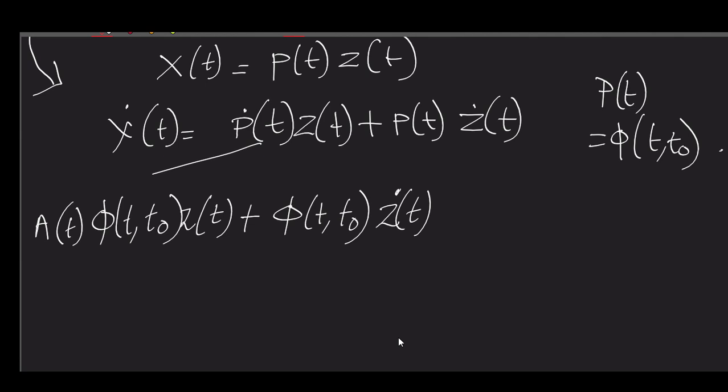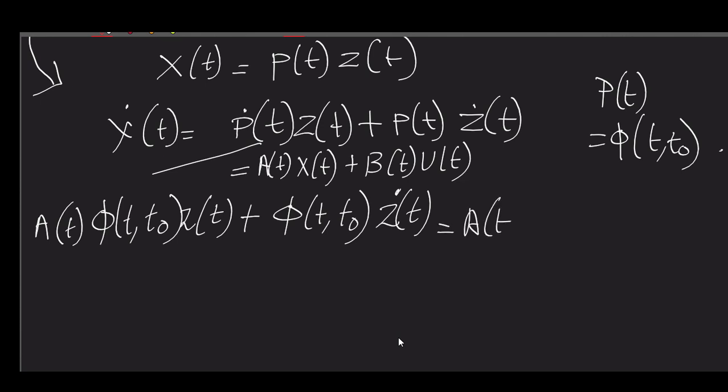Right. Now the second term will be what? There was a right hand side that originally was A(t)x(t) plus B(t)u(t). So now you expand this, and you will get A(t)e^{...}z(t) plus B(t)u(t).